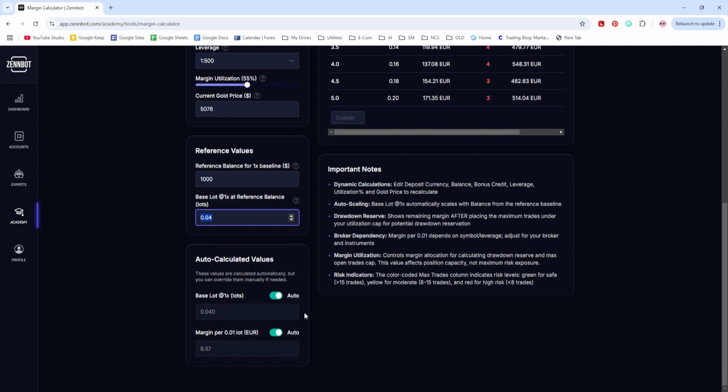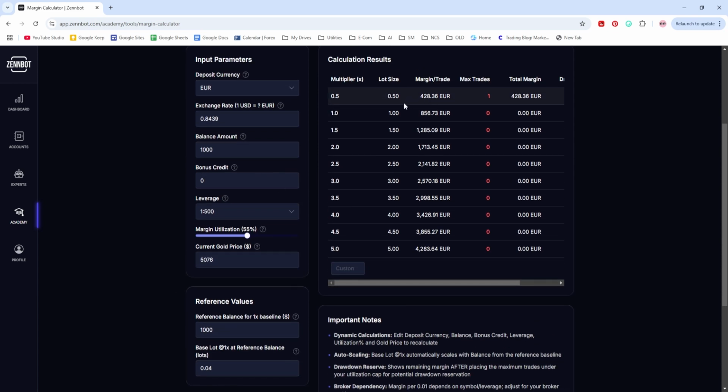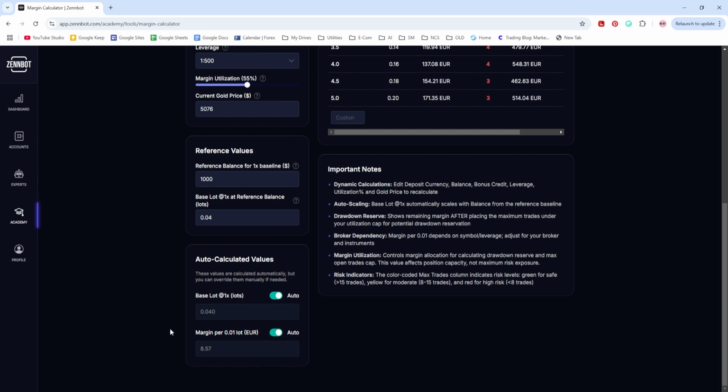I'm of course not really sure what this is. There is no question mark for explanatory stuff, but what we know, we can override it. So let's say we put 1 right here. So it basically auto calculates the default lot size. I'm gonna keep both of them at auto.